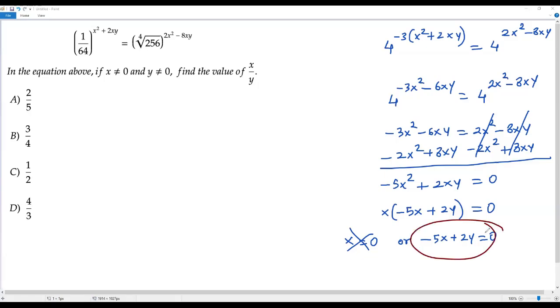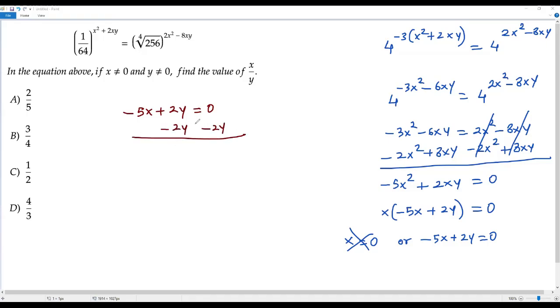Okay, now let me take this equation over here, that is negative 5x positive 2y equals 0. Let me subtract 2y from both sides. So positive 2y, negative 2y will cancel. I'm getting negative 5x equals negative 2y. Whenever I want to find the value of x over y, the variable x has to be on the left side and y has to be on the right side, so that I'll be able to find the value of x over y. Now just look at the stuff over here on the left side.